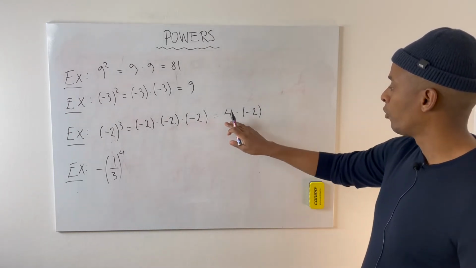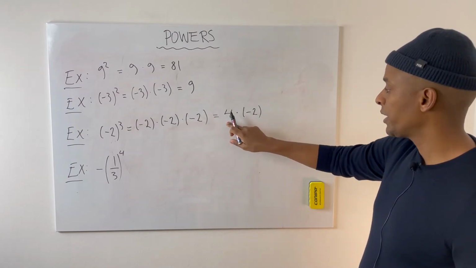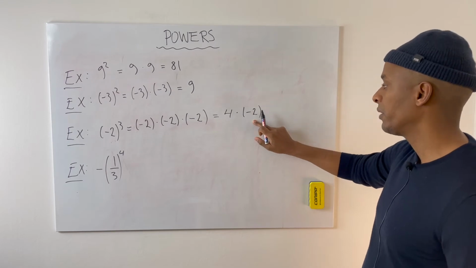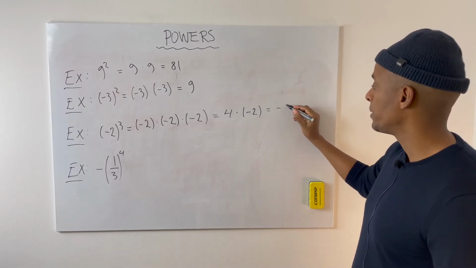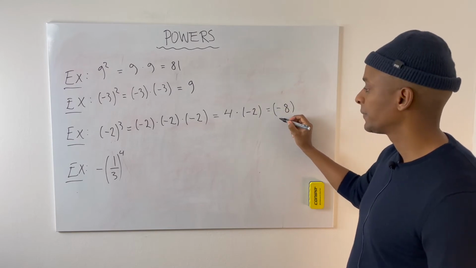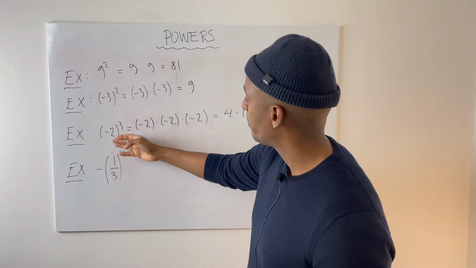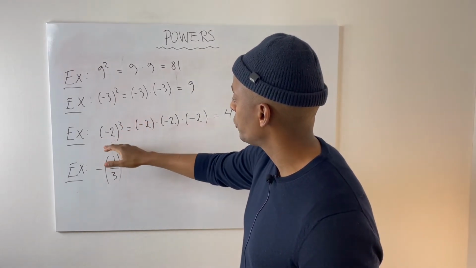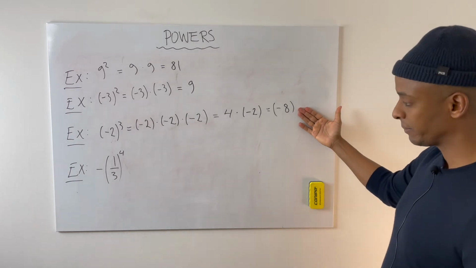And now we're going to take 4 and multiply it with minus 2. 4 is a positive number, minus 2 is a negative number, so the result is going to be a negative number. So it's going to be minus 8. Okay? So minus 2 to the third power is equal to minus 8. Okay?